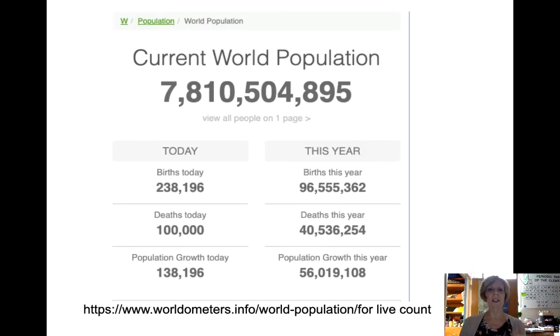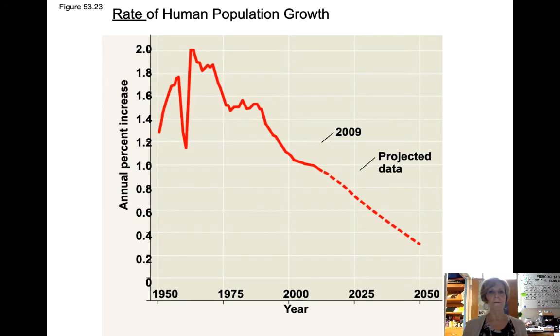So human population growth. Today I checked, there's a really cool website that you can actually check the actual population, and as of today when I'm recording this lecture, that is the current world population, 7.8 billion people on Earth.